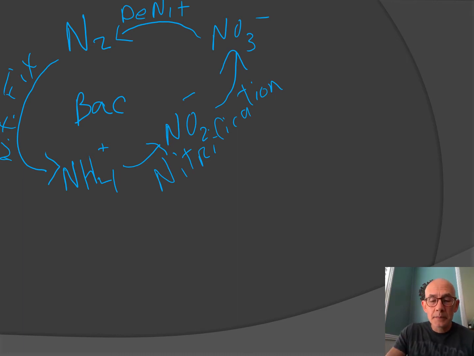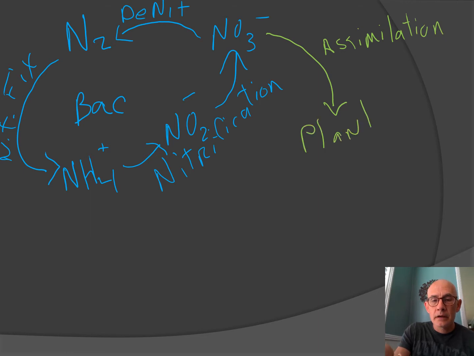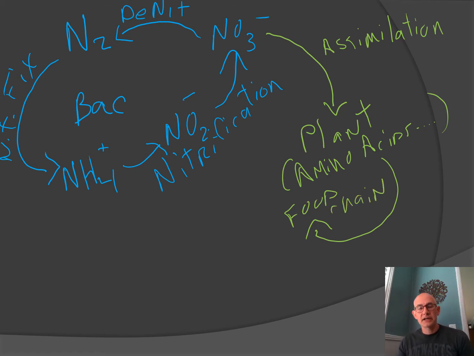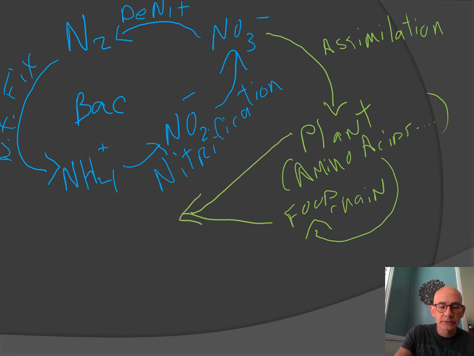Now, where does this come in? Plants will take the nitrate in the process of assimilation, and they will turn that nitrate into amino acids, proteins, nucleic acids, etc. And then here we go through the food chain, herbivores, carnivores, etc. Then everybody is going to die.